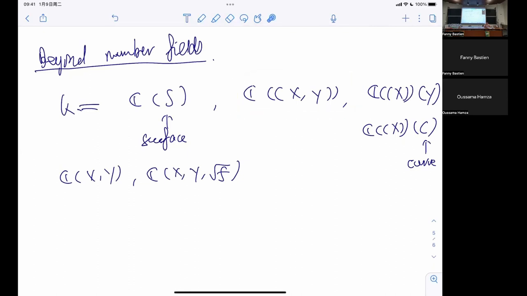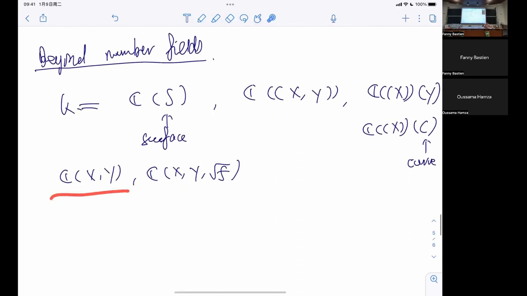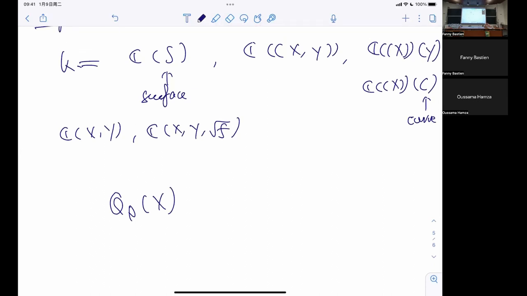And actually, to understand these fields, it is some kind of prerequisite to know more information about these more natural function fields of geometric fields. And then furthermore, we can look at, for example, function fields of a curve over a p-adic field. So we have all kinds of generalizations.